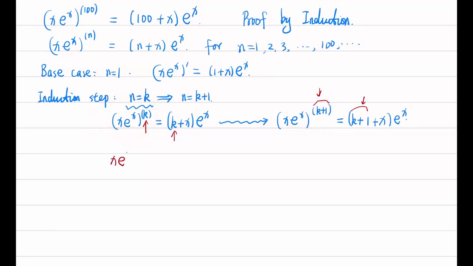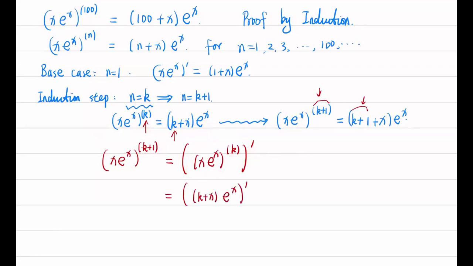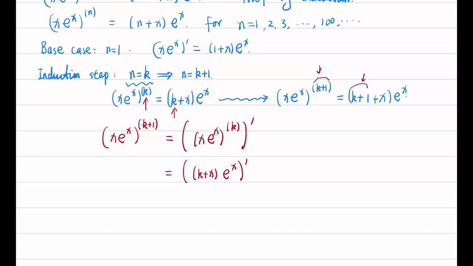x e to the x, so the k plus 1. This is x e to the x, k, and the derivative again. We want to take the k plus 1 derivative. We take the k-th first, then one more, so k plus 1. This one, by the induction, we know what it is, so we plug in. So this is the induction. This step is just the power rule.